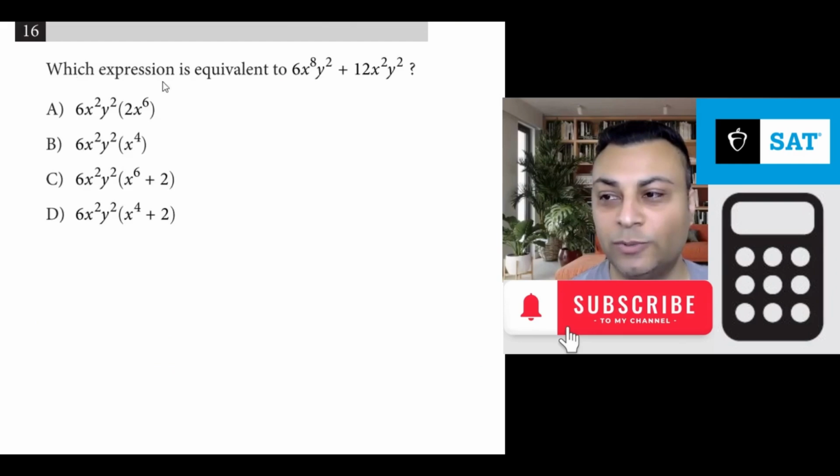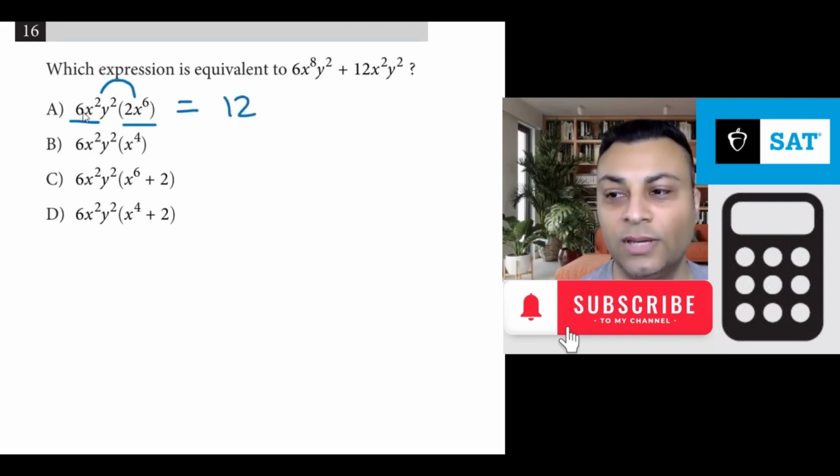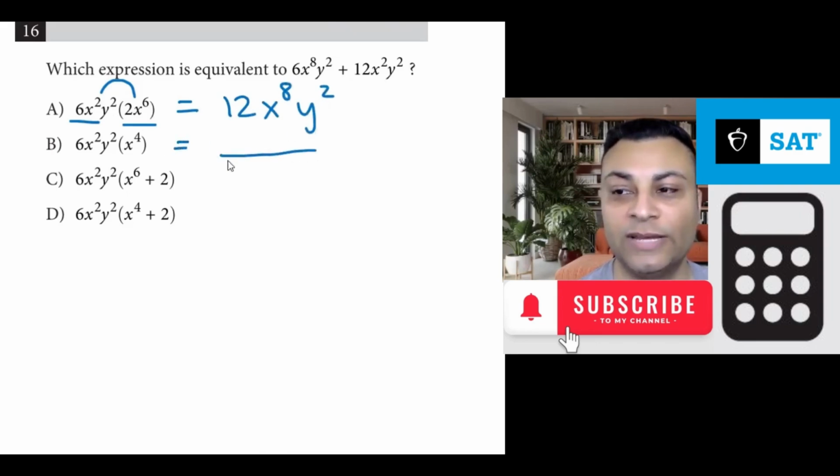Question 16 says, which expression is equivalent to 6x to the 8th y squared plus 12x squared y squared? Well, A and B, if you were to expand this, you get a monomial. A monomial times a monomial will give you a monomial. And here's what I mean. If you expand this out, you get 6 times 2, 12. X squared and x to the 6th gives you x to the 8th. You add the exponents and y squared. And you have one term. And the same with this, you're going to get a one-term answer. So these two will give you monomials. So A and B are out because we have a binomial to begin with.